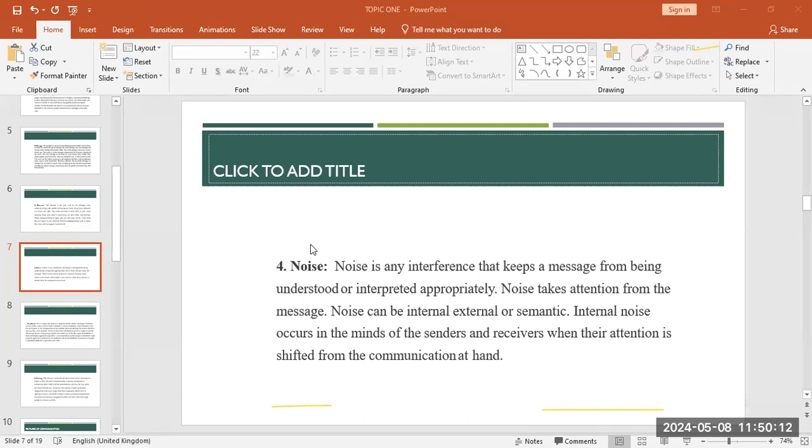For example, there is a lot of noise in the background. I can hear my rooster producing some noise. That is physical noise. There is hooting of matatus, people are making noise. You can barely concentrate with what is happening. Those are called physical noise. Or maybe there is a construction that is happening. That is called physical noise.